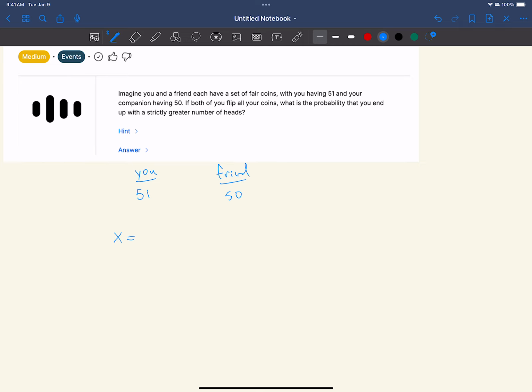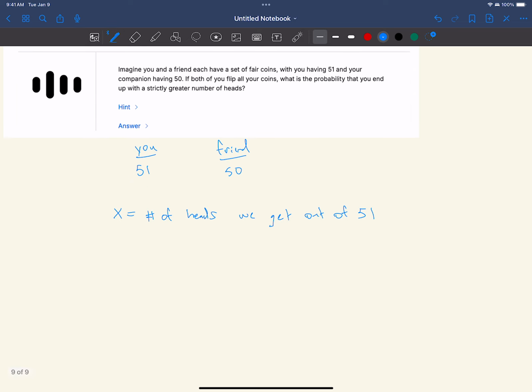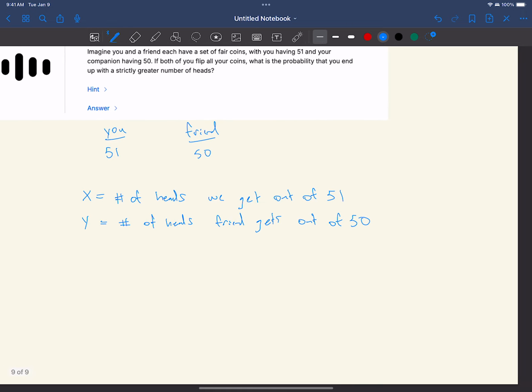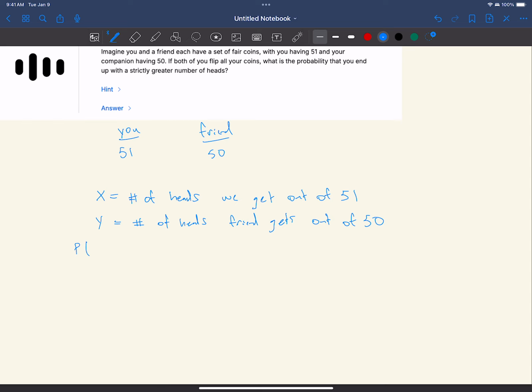Let's define x as the number of heads we get out of the total 51. And let's define y equals the number of heads our friend gets out of their total of 50. And so our job is to calculate the probability of x being greater than y, right? That's what we want to find. So how can we do this?